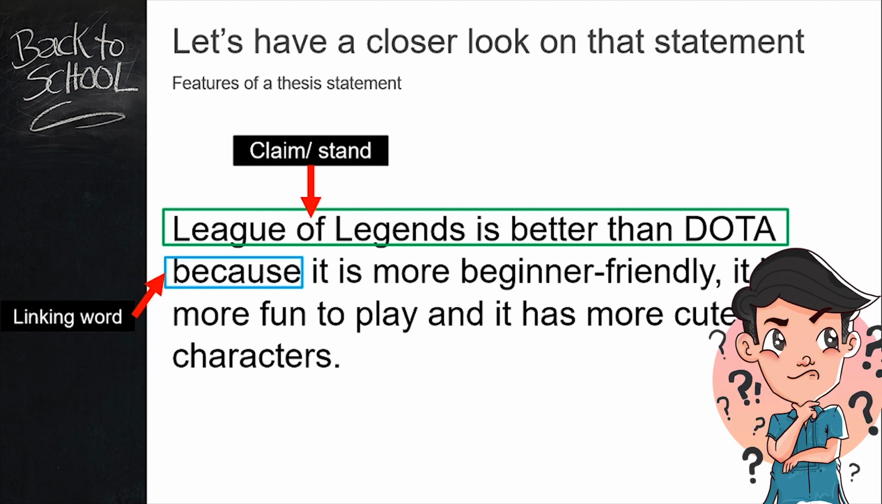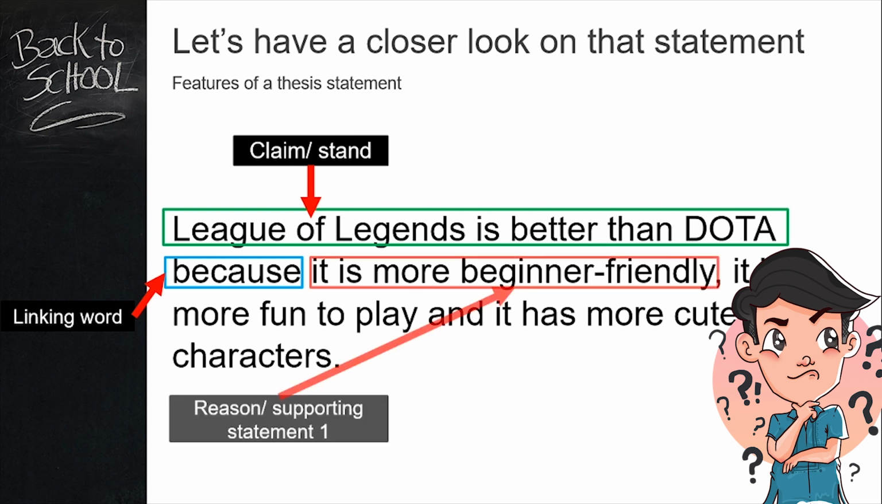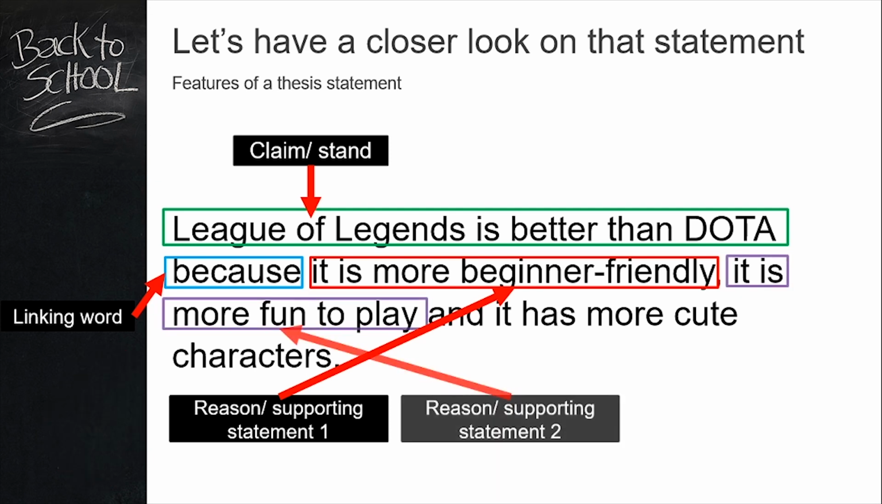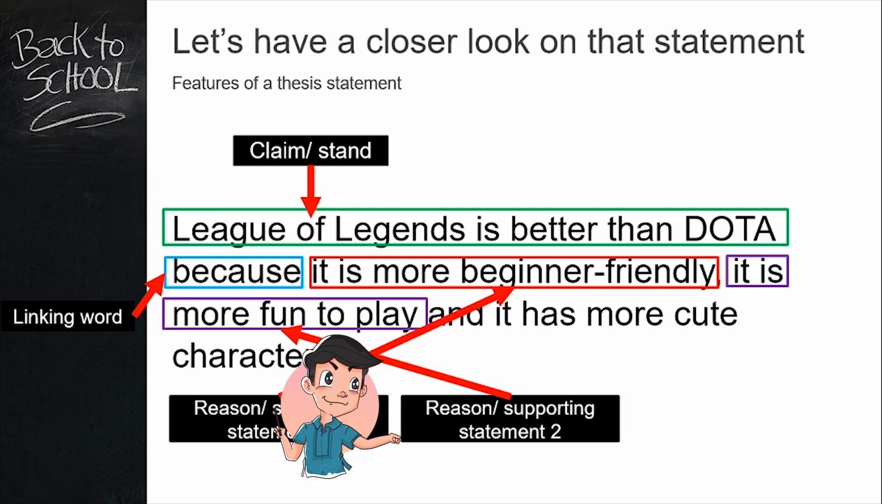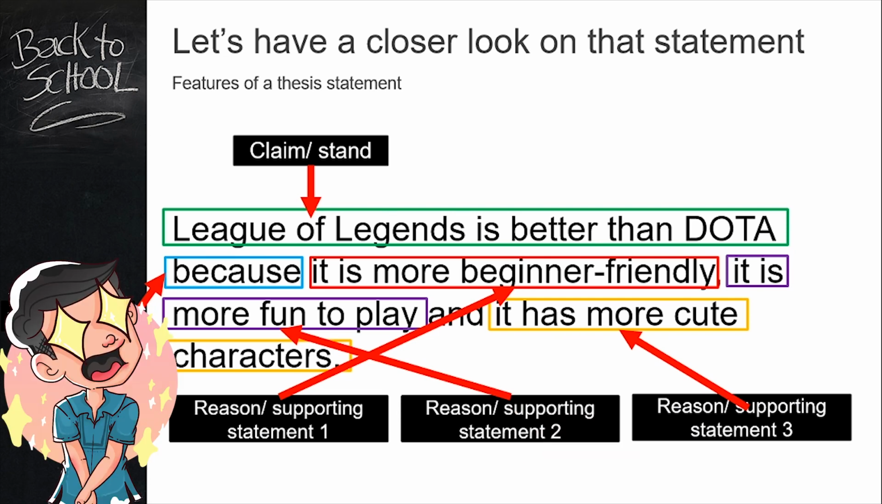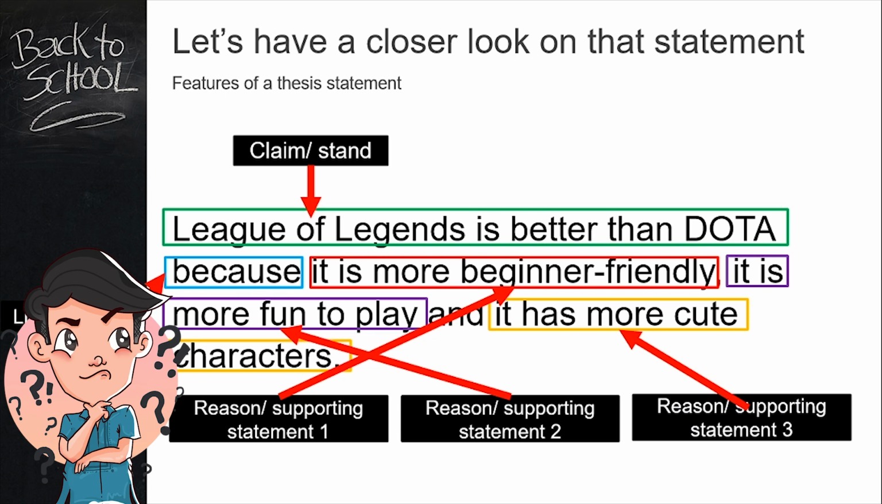The word because is also important because it links your claim to the other parts of the thesis statement, which is first, your reason number 1 or your supporting statement number 1. Your supporting statement number 2 is that it is more fun to play, and your reason number 3 is it has more cute characters. So, usually a thesis statement is made out of 1 stand, 1 linking word, and 3 reasons.